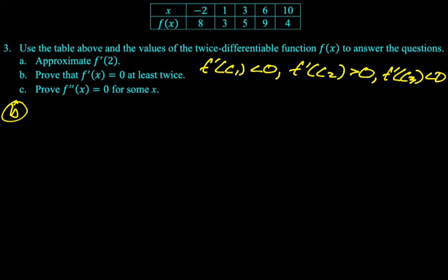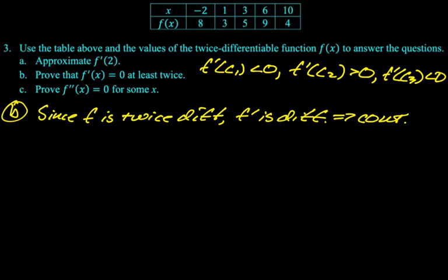So what I'm going to do now is try to use the intermediate value theorem to show that f prime equals 0. I know that f prime goes negative to positive to negative. So f prime, if f prime is continuous, must have 2 zeros. So let's establish that f prime is continuous so that we can use intermediate value theorem on it. So I'll say f is twice differentiable, so f prime is differentiable, which implies f prime is continuous.